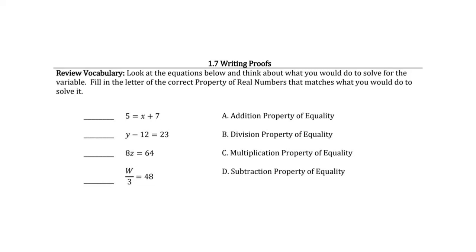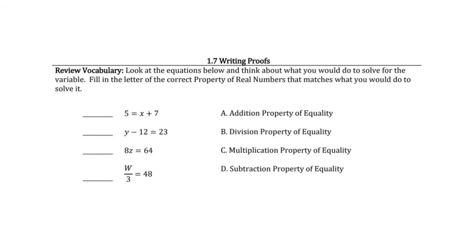All right, so if we look at this one, we have 5 equals x plus 7. So in order to isolate the x or solve for it, we're going to subtract 7 to both sides. When we subtract something, that's called the subtraction property of equality. So D, subtraction property of equality. The next one, we have to add 12 to both sides to isolate y. So if we're adding, addition property of equality.